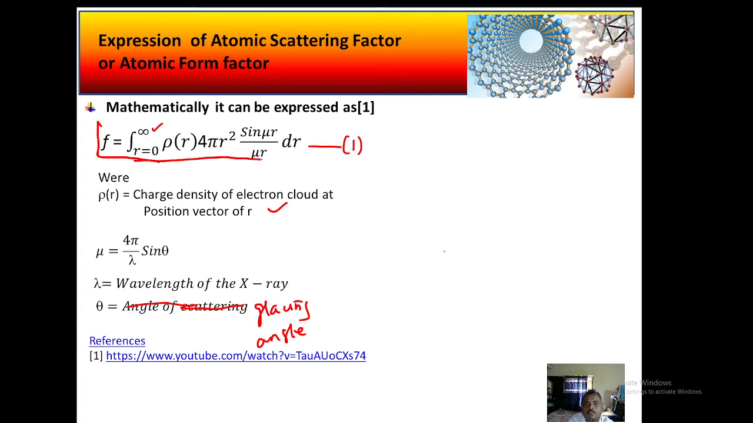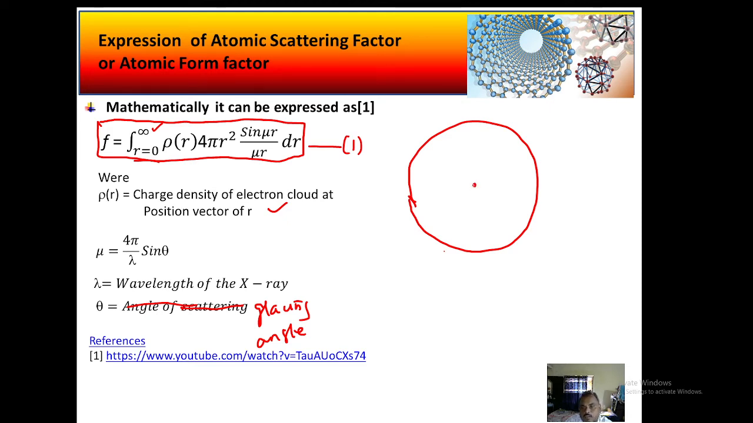assumed that, so let me enclose this expression in the bracket. While deriving this expression, it has been assumed that the electronic cloud is spherical in nature. Okay, and it is generally extending from the nucleus to a large value. In this model it has been assumed that it extends to a large value, which is represented by r is equal to infinity. Here r is equal to 0.